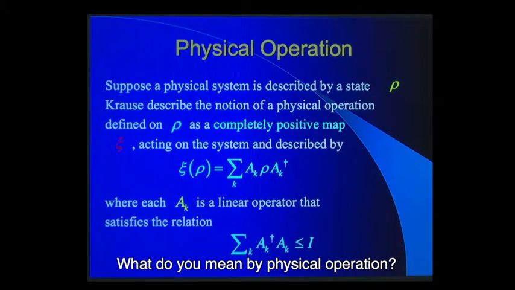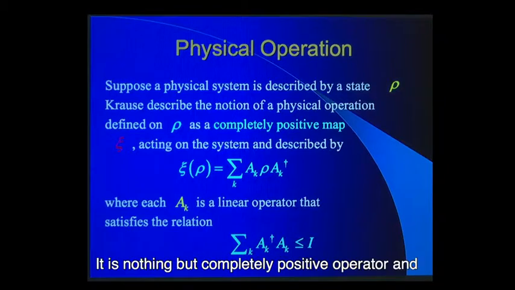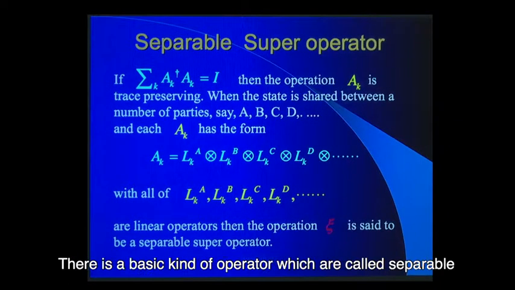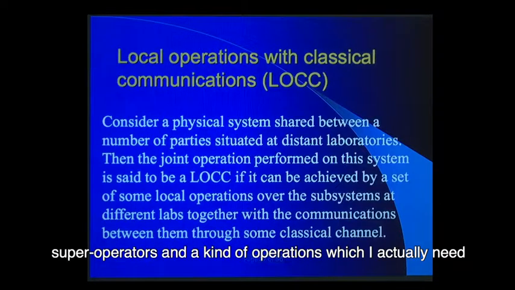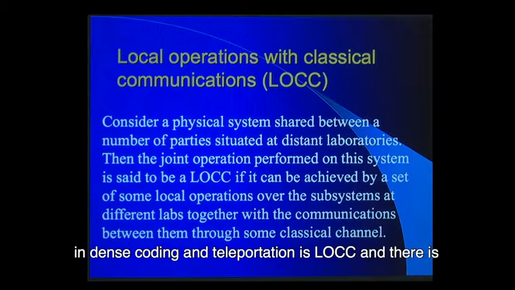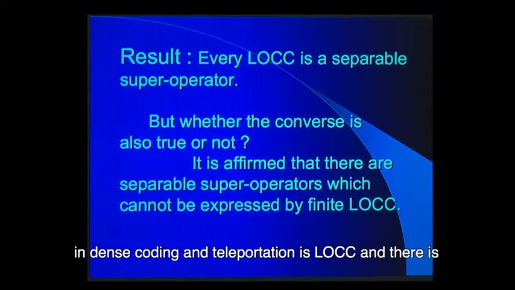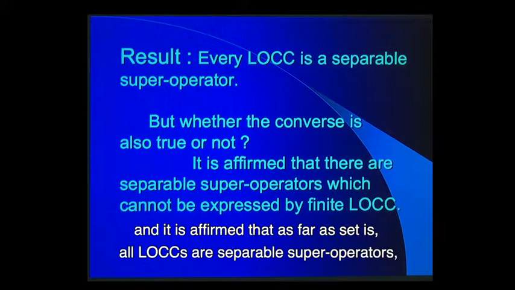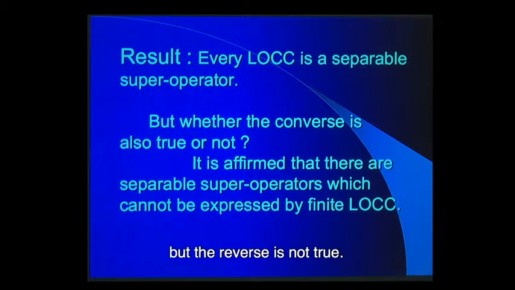What do you mean by physical operation? It is given by Kraus. It is nothing but a completely positive operator, and it has some representation, which I have explained in my slides. There is a basic kind of operator called separable superoperators, and a kind of operation which I actually need in dense coding and teleportation is LOCC. There is a very important result on whether all LOCC is a separable superoperator or not: it is affirmed that all LOCCs are separable superoperators, but the reverse is not true.